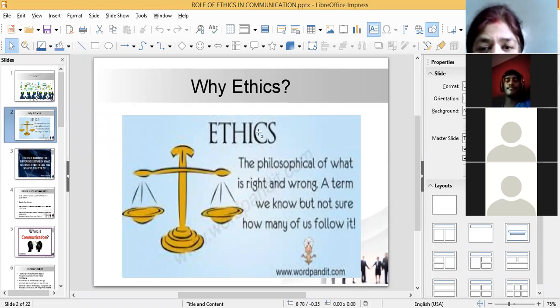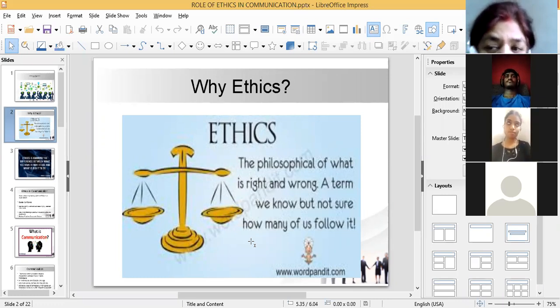So what is the philosophical aspect of ethics? The philosophical of what is right and what is wrong. This is ethics. What is right and wrong? A term we know, but not sure how many of us follow it. We've been learning this from early childhood. Don't do this, when you are in your preschool days. Don't do this, don't do that, don't come, don't go there, don't talk to this person. So we have got the set of rules from the very beginning, the do's and the don'ts, the rights and the wrongs. And we carry this to our schools.